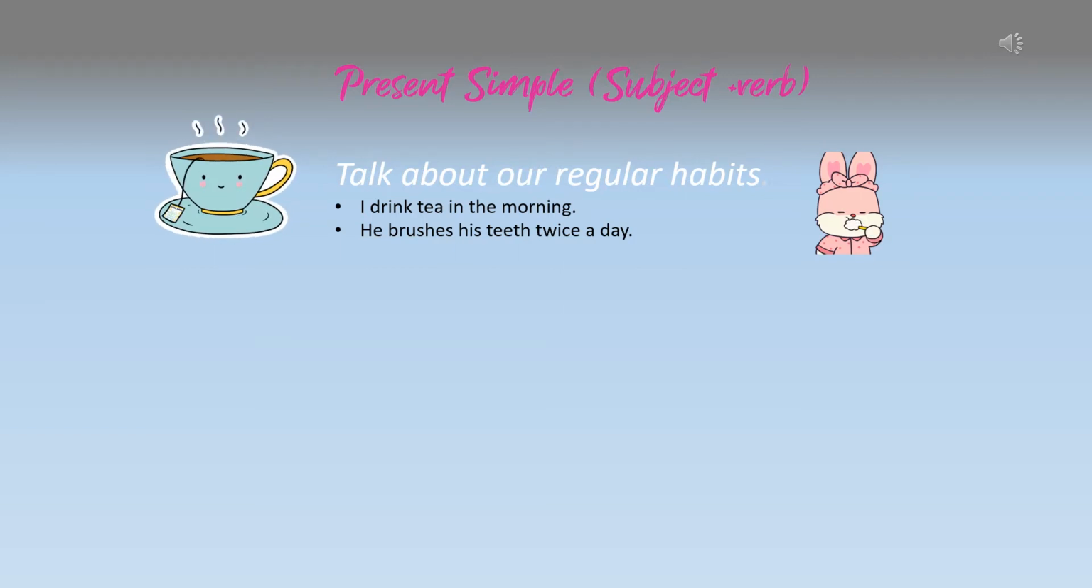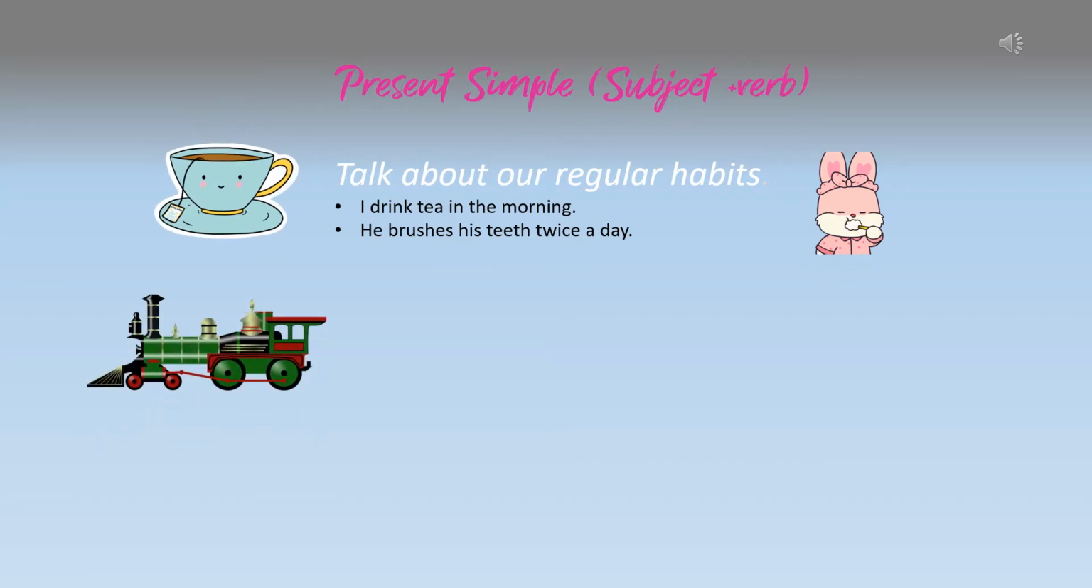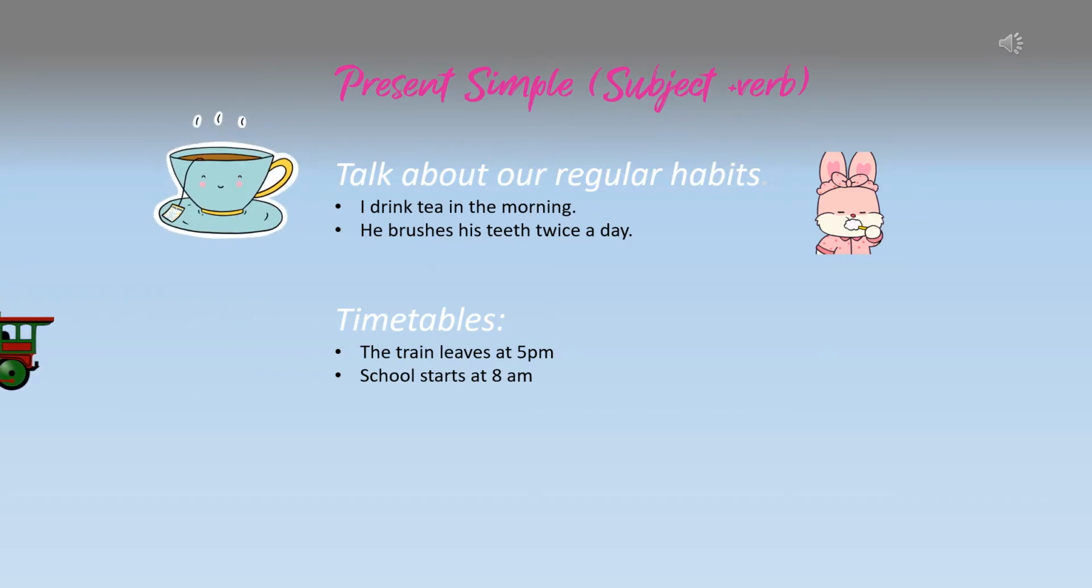We can use it to talk about our regular habits, the things which we do every day or every week, or repeated actions. So you could say, I drink tea in the morning. This means you do it every day. We could also use this to talk about our regular timetables. And when I say regular timetables, I mean the fixed times at which events start or end, the scheduled events. So you would say the train leaves at 5 p.m. You could say that school starts at 8 a.m. It means that this will always be true. It will always be happening at this time.